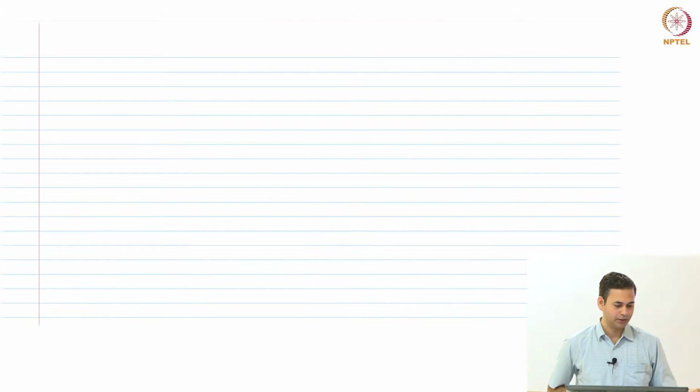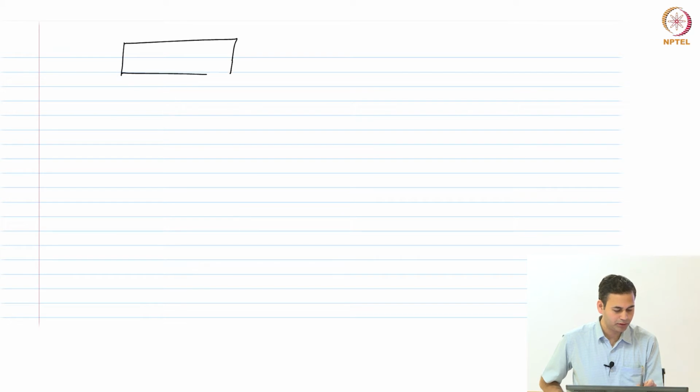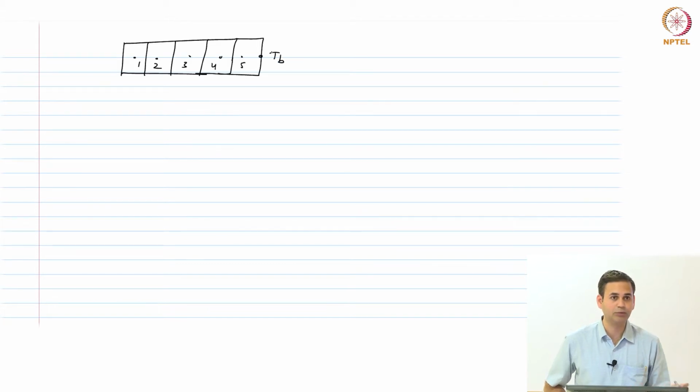Let us get started. We were looking at solving this 1D heat conduction problem, where there are 5 cells with the given boundary conditions, numbered 1, 2, 3, 4, 5. We had an isothermal condition on the right hand side, and a heat flux condition given on the left hand side.